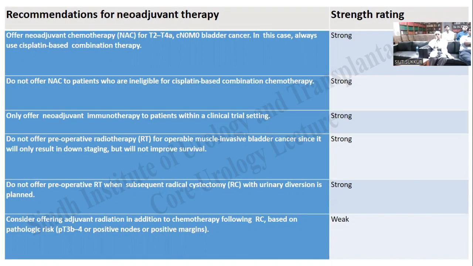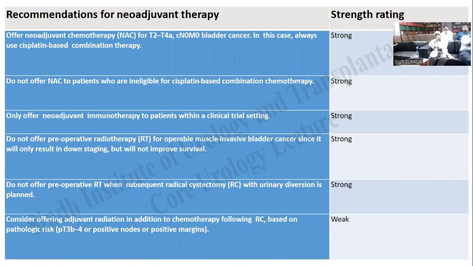These are the recommendations for chemotherapy. For T2 to T4a N0M0 bladder cancer, in this case, always use cisplatin-based combination therapy. Do not offer neoadjuvant chemotherapy to patients who are ineligible for cisplatin-based chemotherapy. Only offer neoadjuvant immunotherapy to patients in a clinical trial setting.